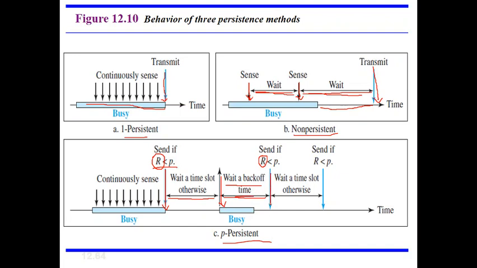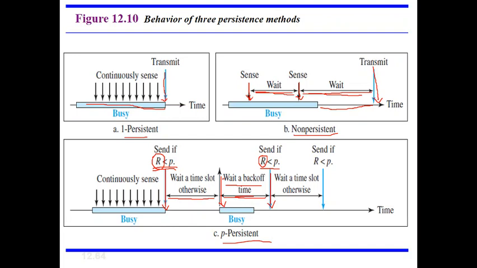Whenever it sends, the device finds the medium is idle. Again, it will check a random number R, whether R is less than P. If R is less than P, then it can send. So that is the main thing here: whenever the device finds the medium is idle, it has to check for a random number R, whether it is lesser than the probability outcome.